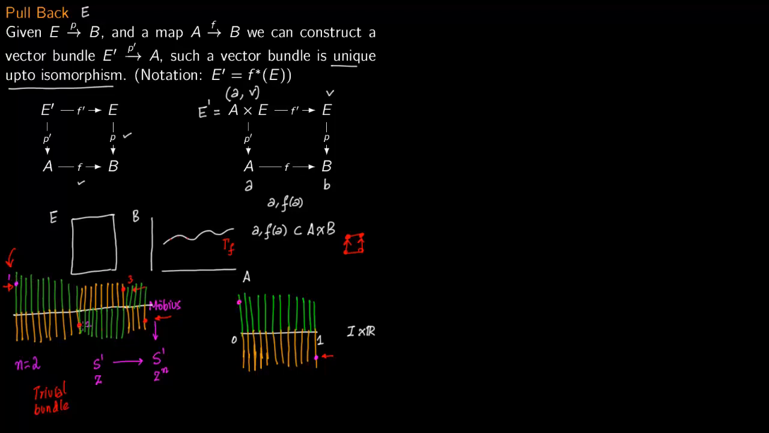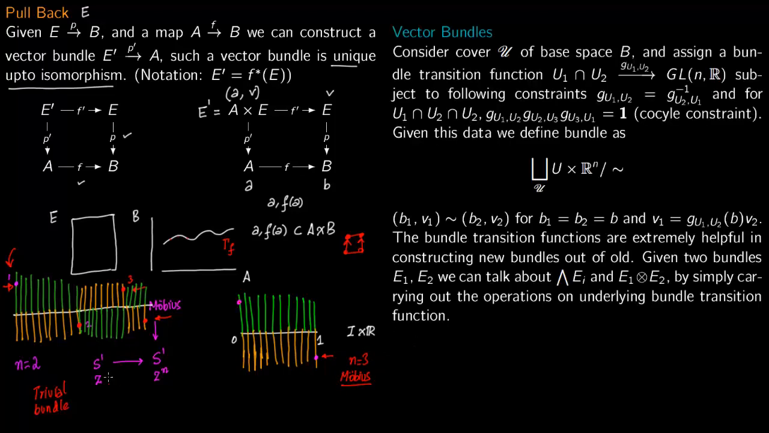So what is going on now, you will again get a Mobius. So for n equals 3, you are again getting a Mobius. So you get trivial for n equal to 2, that is for n even, and non-trivial for n odd.